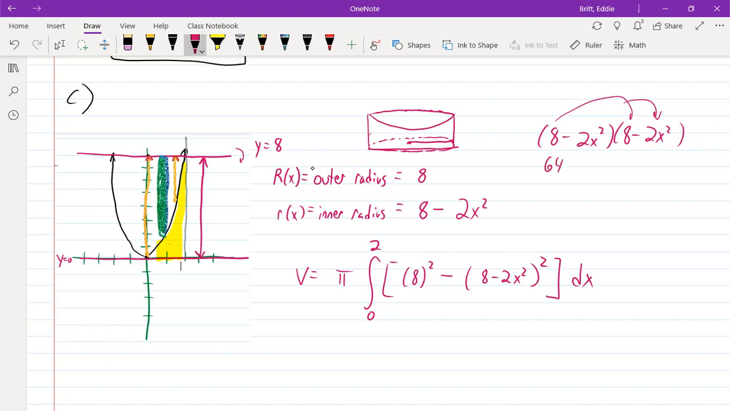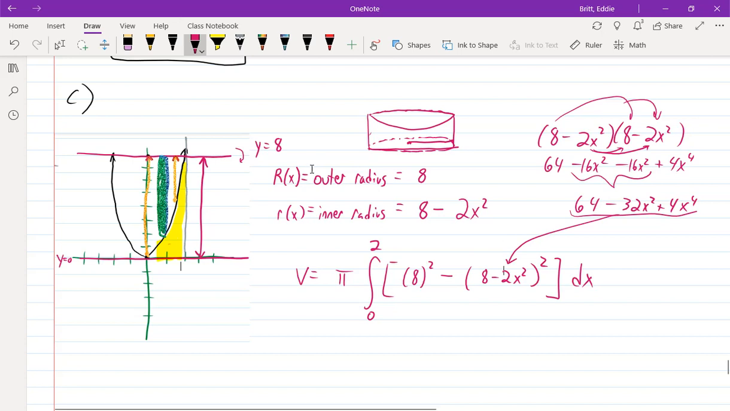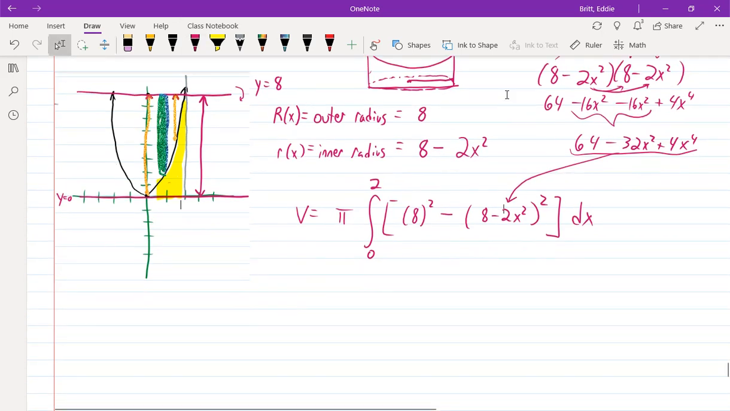So that's going to be 64, and then I have minus 16x squared, and then minus 16x squared, and plus 4x to the fourth. And then of course I want to put those two like terms together. I have 64 minus 32x squared plus 4x to the fourth. All of this is what goes in that parentheses. And I'm subtracting it. So I have to be careful because I need to distribute that negative to everything. So I have pi times the integral from 0 to 2 of 64.